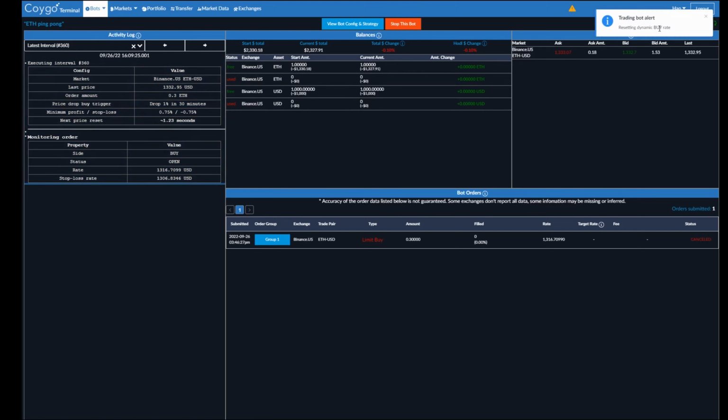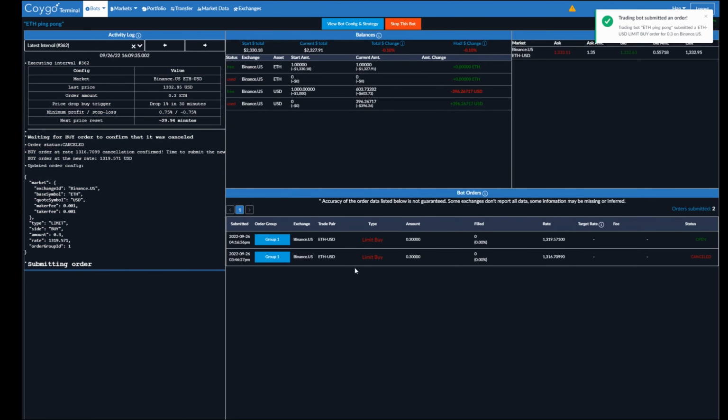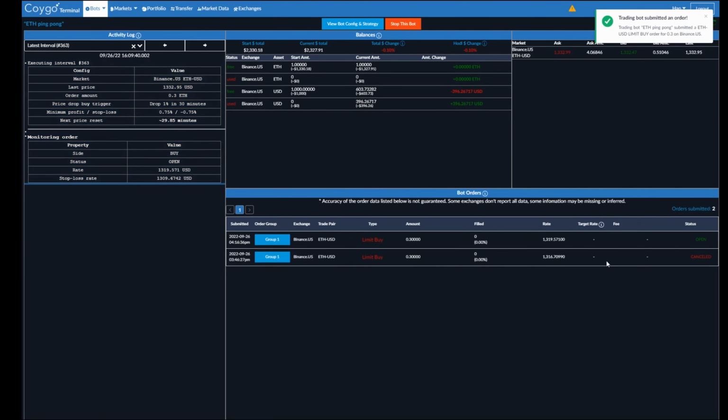There we go, resetting dynamic buy rate. Now we see that the previous buy order has been canceled, and now a new buy order has been opened at a different rate, 13.19. So since last time, the price actually moved upwards. So now we opened a buy order at 1% below the new rate.